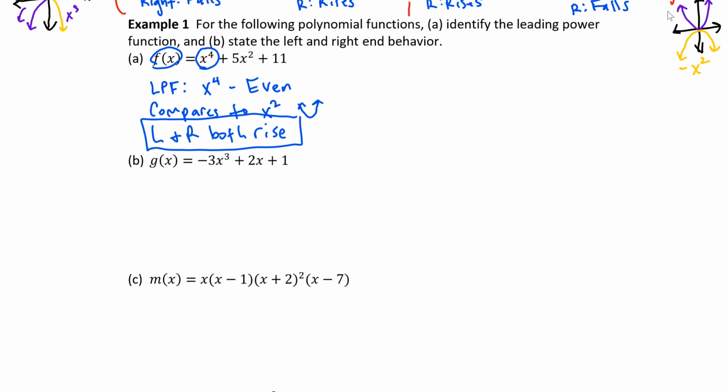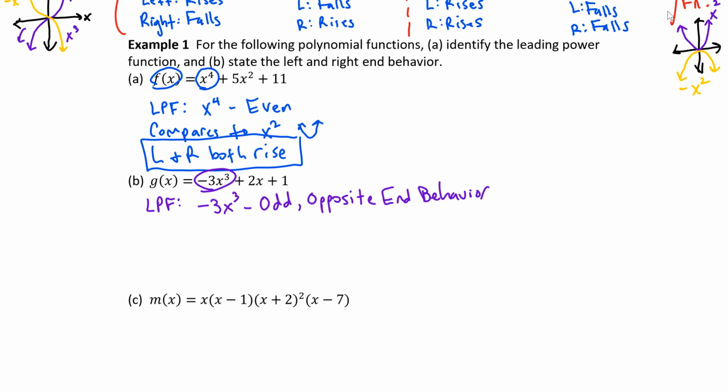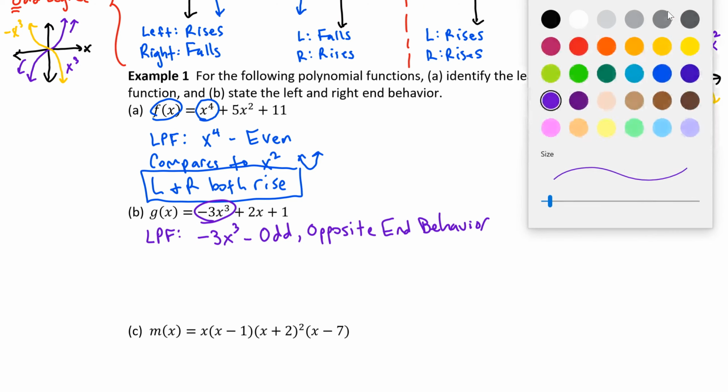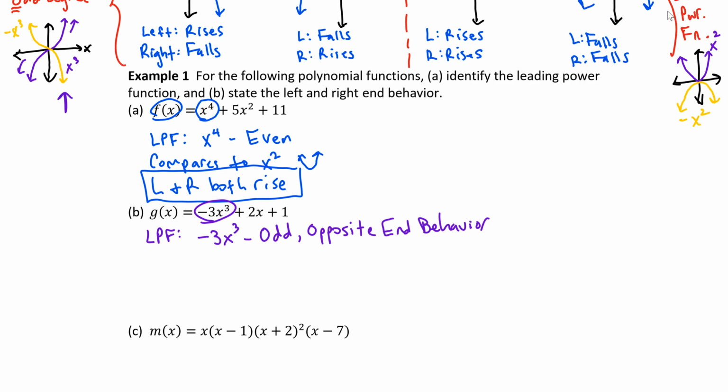So we'll start with our leading power function. The leading power function is, in this case, the highest powered term together with its coefficient, negative 3x cubed. This is of odd degree, so we can expect opposite end behavior. We just have to figure out which is which. So negative 3x cubed is going to compare to our negative x cubed function up here. Okay, the left side is going to rise and the right side is going to fall. And again, we could certainly verify that very easily with our calculator.